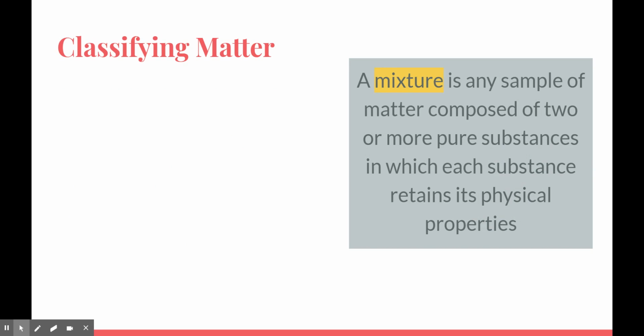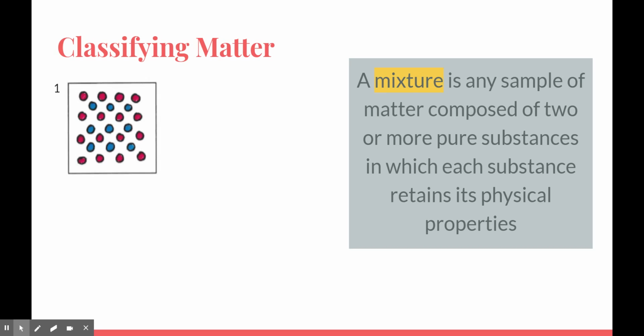The other type is mixtures. So a mixture is any sample of matter that's composed of 2 or more substances that are combined, but each one has its properties still. It stays the same. They don't actually bond together.